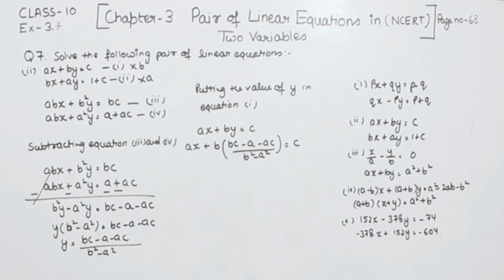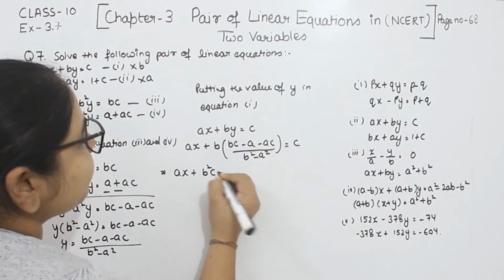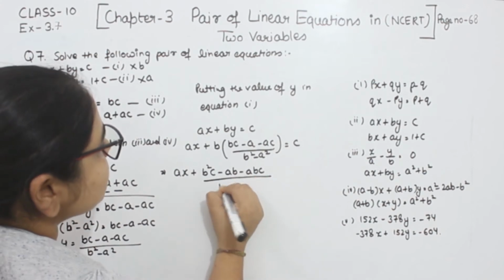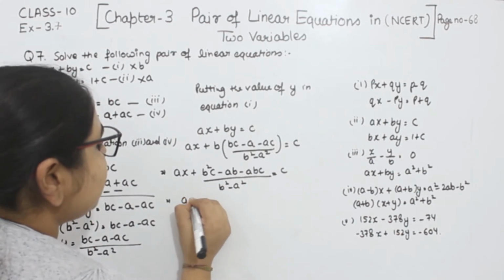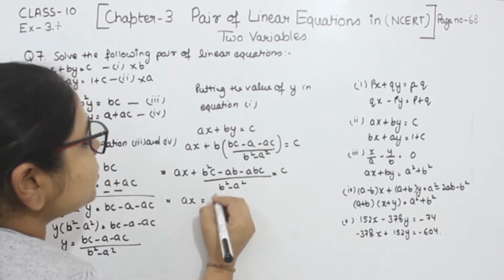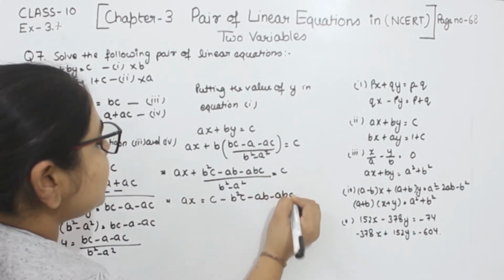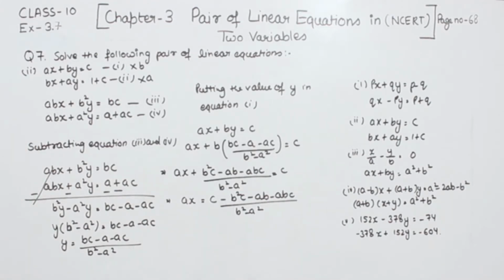Now we are going to solve this. I'm going to multiply b with this. So here we have ax plus b square c minus ab minus abc, and here we have b square minus a square as equal to c. Now I'm going to transpose this term here. So we have ax is equal to c minus b square c minus ab minus abc, divided by b square minus a square. Now I'm going to subtract this whole one from the c.